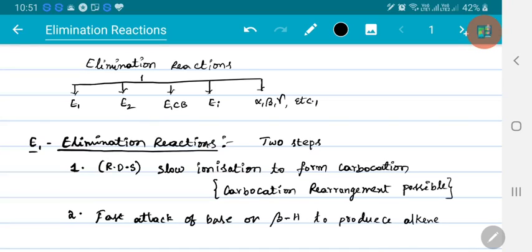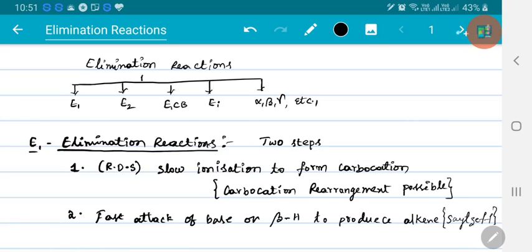Generally the alkene obtained is the more substituted alkene. So here let me call it the Saytzeff alkene. More substituted alkenes are called Saytzeff alkenes, less substituted alkenes are Hofmann alkenes. Right? Saytzeff product, Hofmann product.